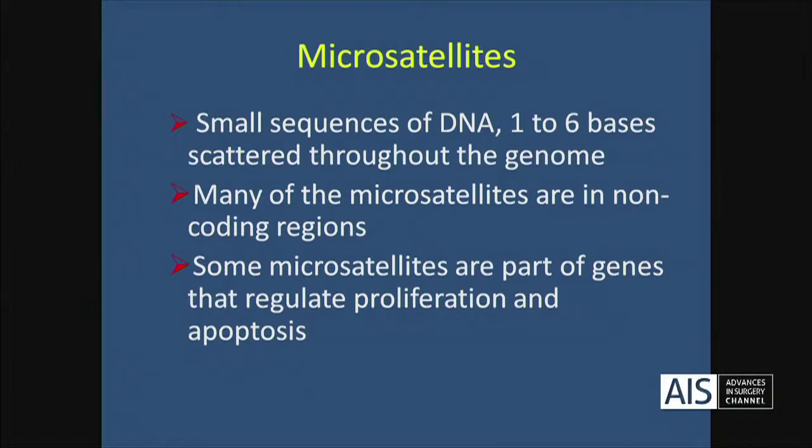Again, to tell you a little bit about the microsatellites, these are small sequences of DNA, usually 1 to 6 bases. They are all over the genome, and most of the microsatellites are in what we call non-coding regions. However, a few of them are part of genes that are very important to regulate proliferation and apoptosis, especially the transforming growth factor beta pathway.